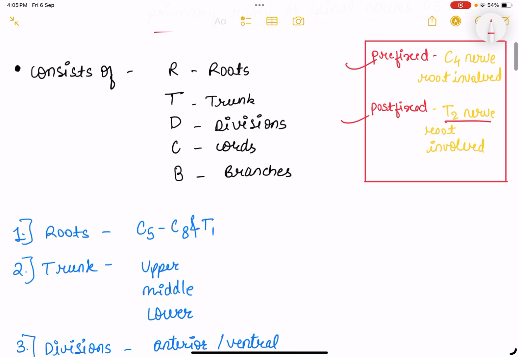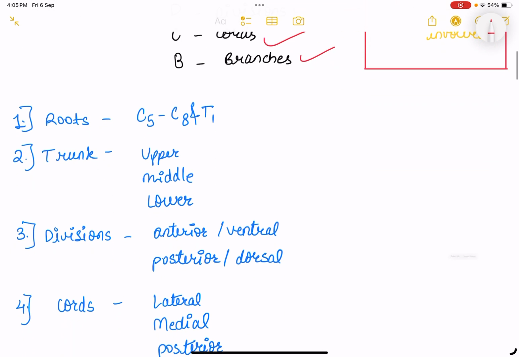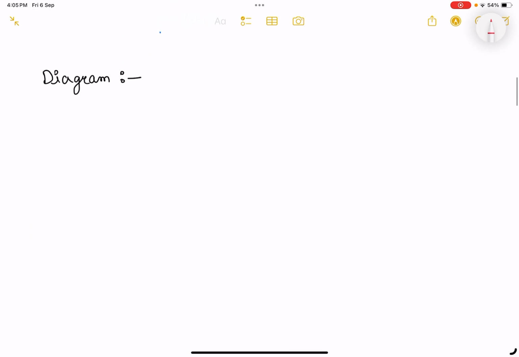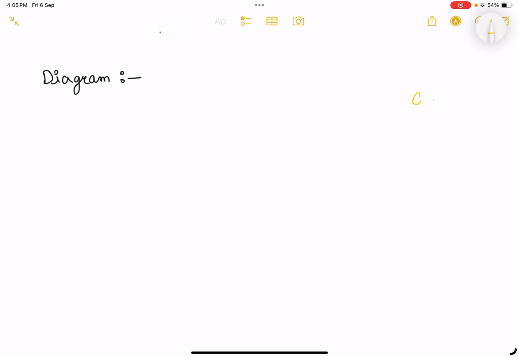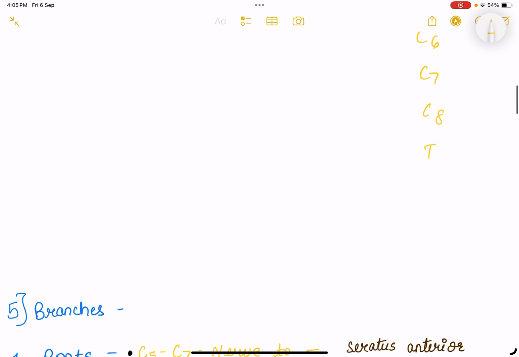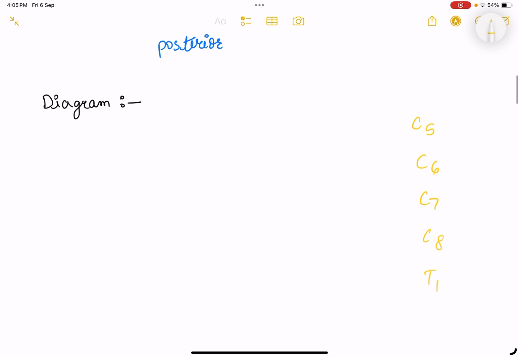The brachial plexus consists of roots, trunks, divisions, cords and branches. I will first explain it to you with the help of a diagram. The roots involved are C5, C6, C7, C8 and T1. The roots C5 and C6 join to form the upper trunk. The nerve root C7 continues as the middle trunk. C8 and T1 join to form the lower trunk.